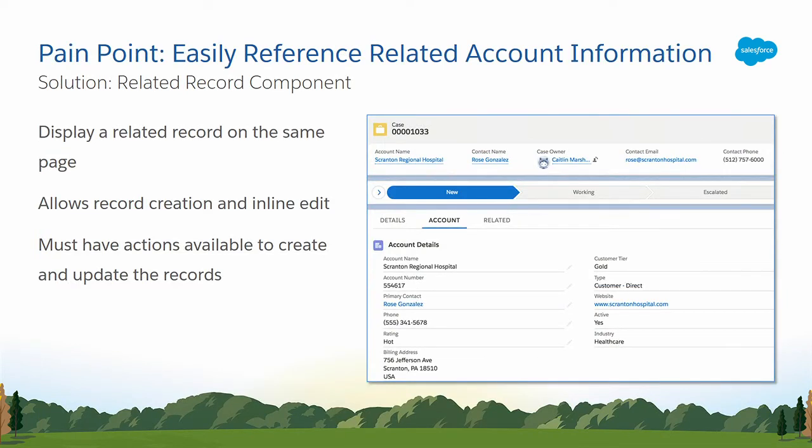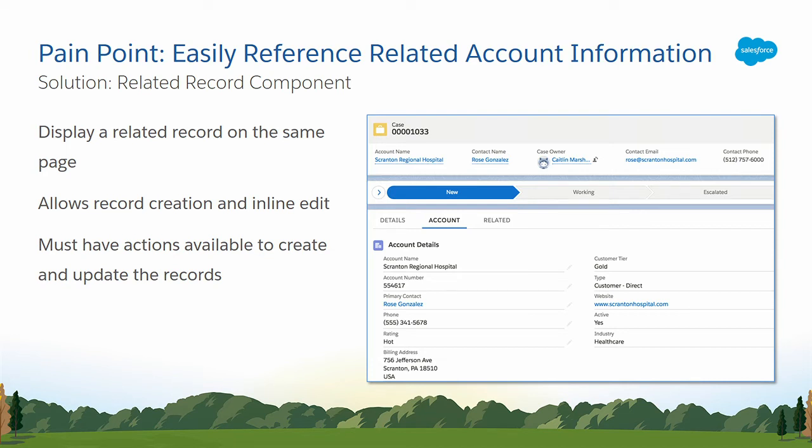So first, the service team mentioned that they need to be able to reference related account information from the case record. We can do this using the related record component. And we can set this up so that we can see details from the related account in a separate tab so that agents can easily toggle back and forth between the case and the account details.